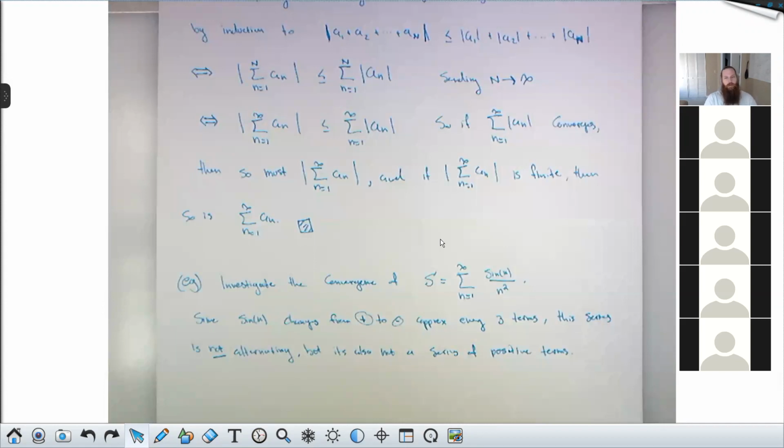So none of our tests apply to this series because it is not alternating and it's not a series of positive terms. What's worse is it doesn't actually change sign every 3 terms because pi is irrational. There will eventually be a string of 4 terms that are positive.